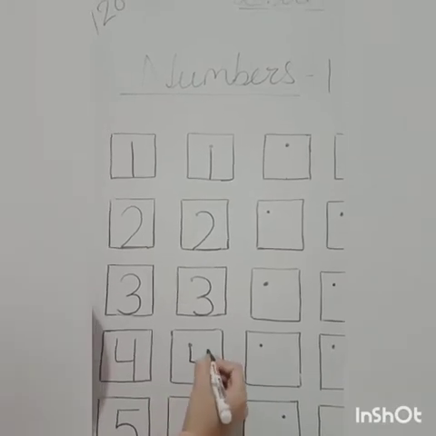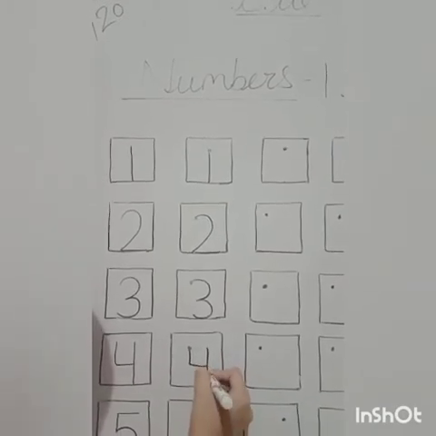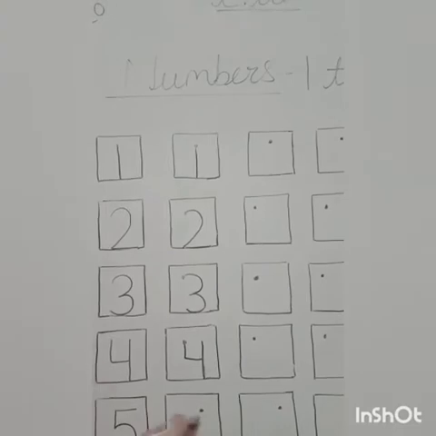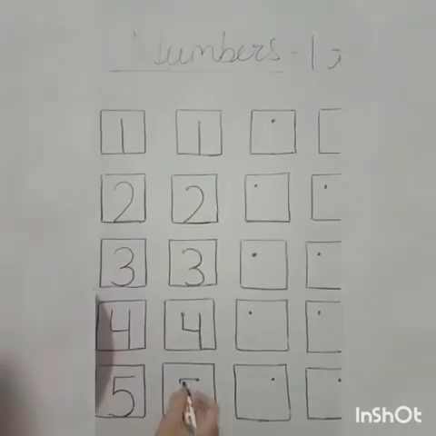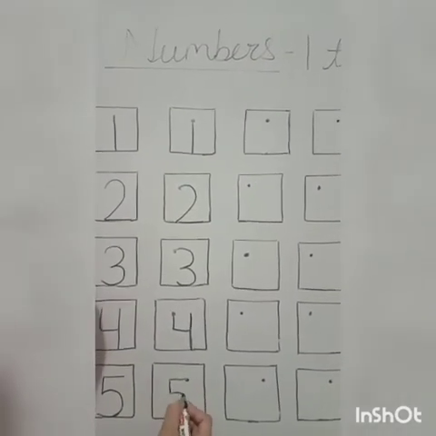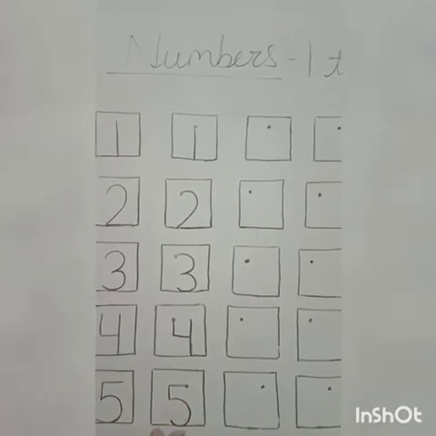Standing line, sleeping line, standing line. So kids, now we have done number 4. Sleeping line, standing line. Then we will draw a curve to the bottom line. Now we have done number 5.